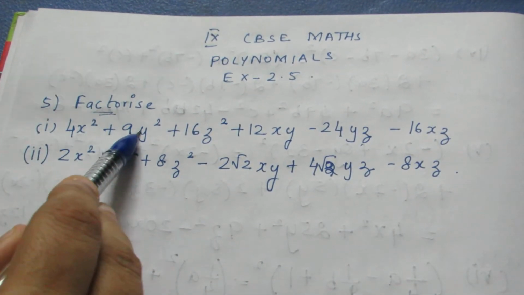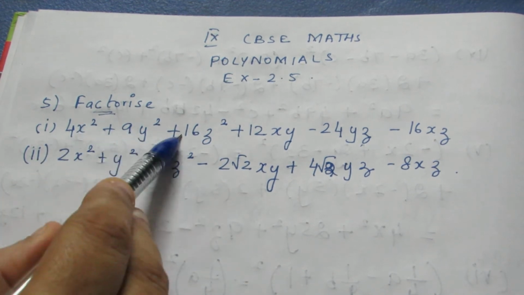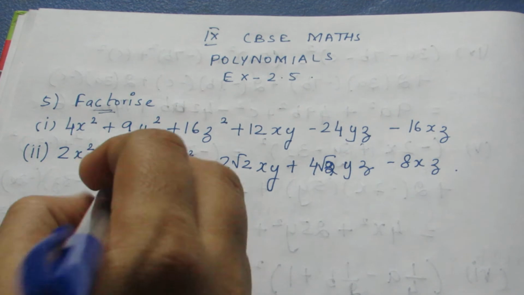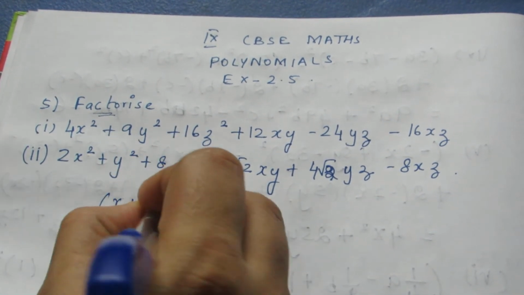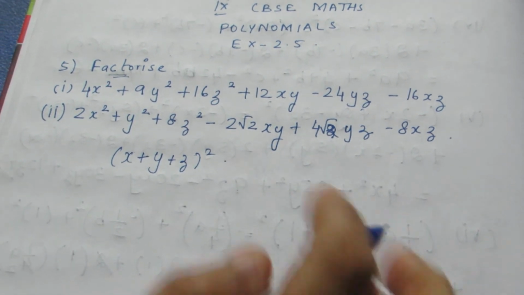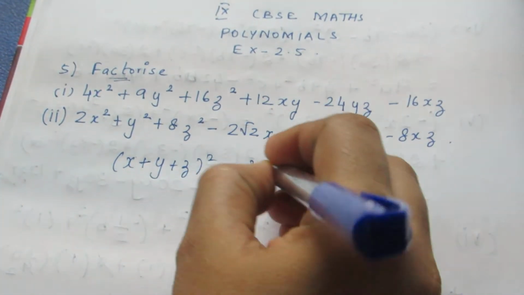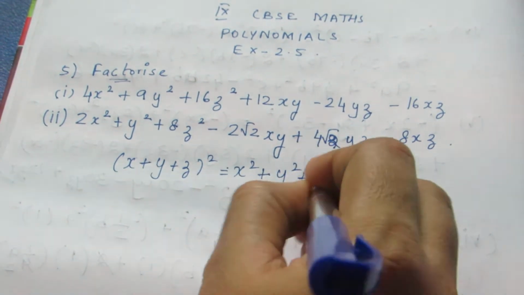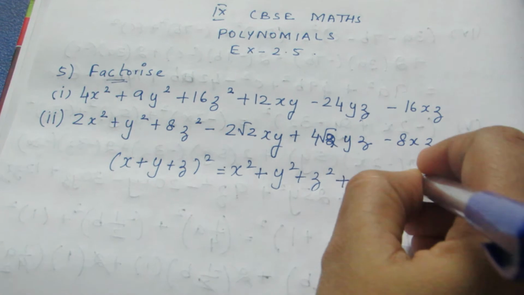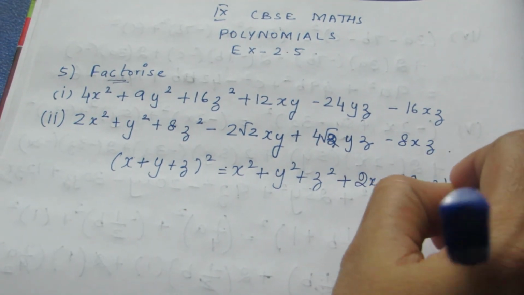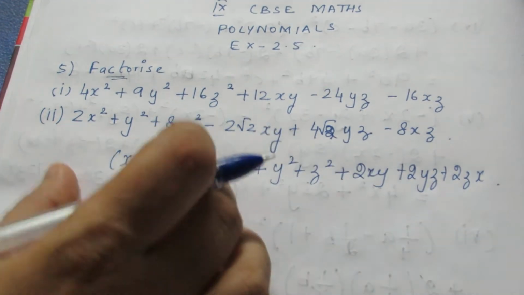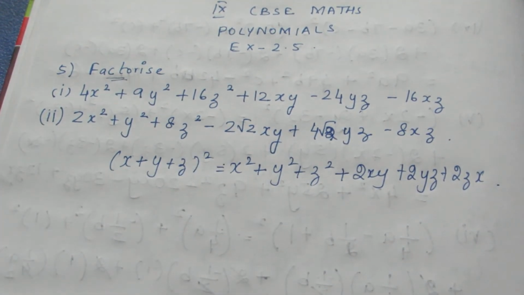Here every term is a square number, with x square, y square and z square. So remember that this is in the form of x plus y plus z the whole square. Here they have given in the answer form, that is x square plus y square plus z square plus 2xy plus 2yz plus 2zx. So they have given the answer, and we need to write it in the question form.